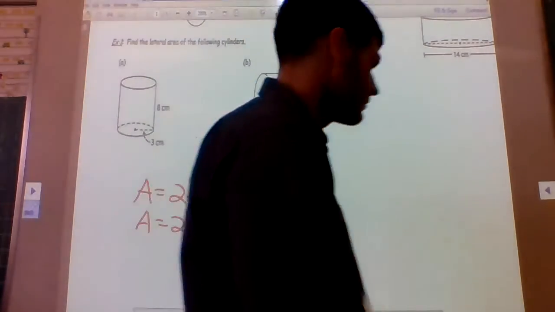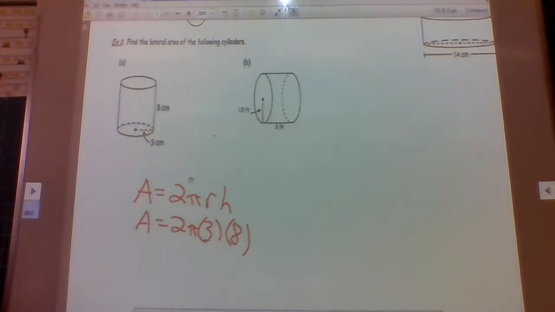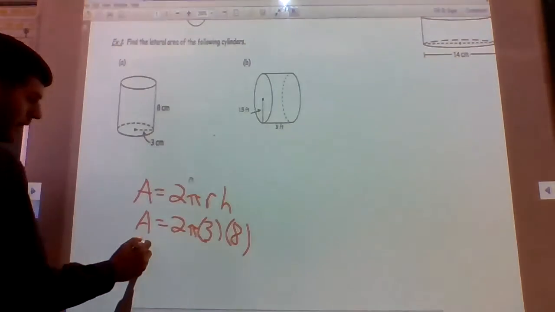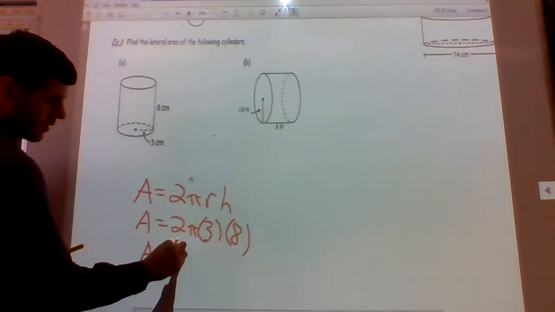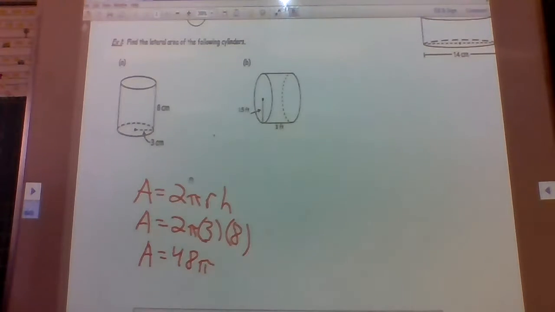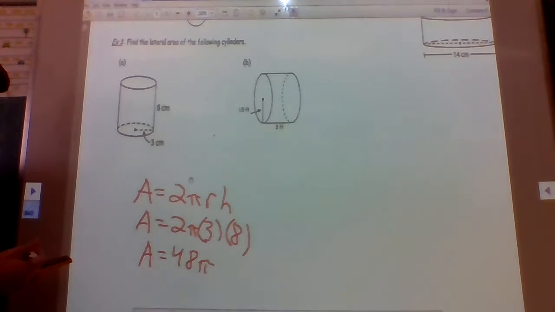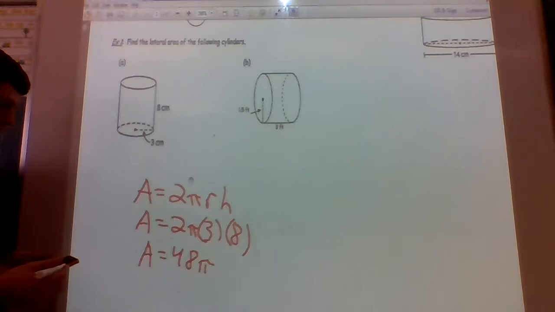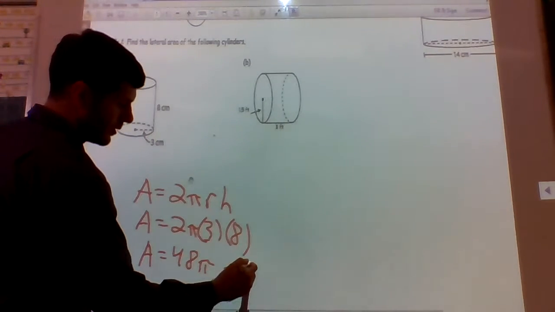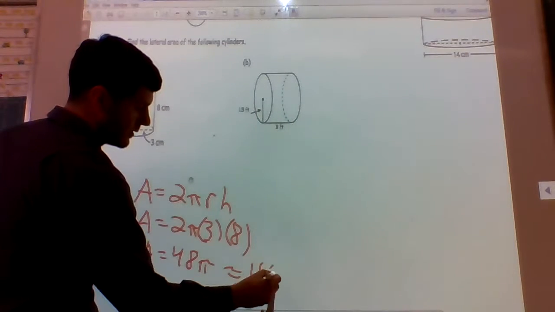Okay, that's going to give us 2 times 3 is 6. 6 times 8 is 48. So it's going to be 48 pi. So you can leave it as 48 pi. Okay, or that's actually the best answer. Or we can get a decimal by doing 48 times pi on our calculator, except we're going to end up having to round it. So it's going to be 150.8, which is approximately 150.8.